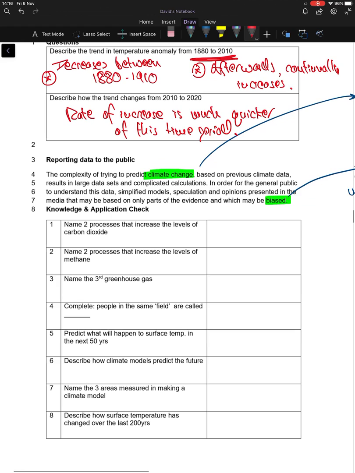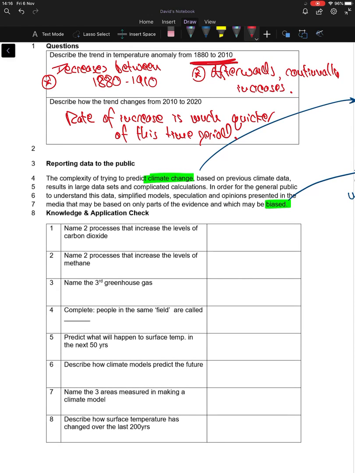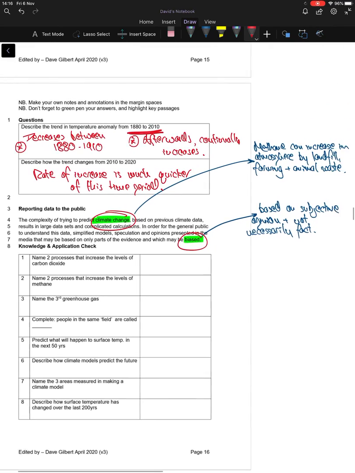So, then how do scientists use this data? So the complexity of trying to predict climate change based on previous climate data results in large data sets and complicated calculations. In order for the general public to understand the data, simplified models, speculation, and opinions are presented in the media, and they may be based on only parts of evidence which may be biased. Now, I'm going to be coming on to climate change in the next couple of lessons, but it's worth bearing in mind people's opinions of climate change and what they're based on.